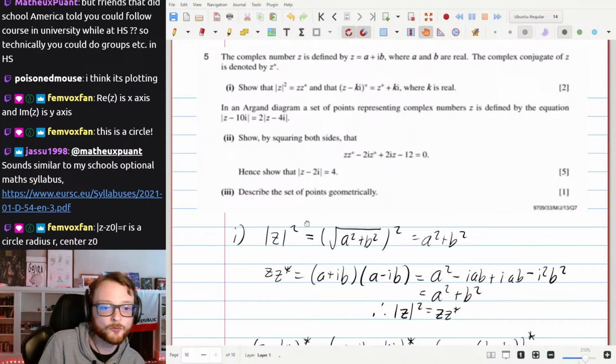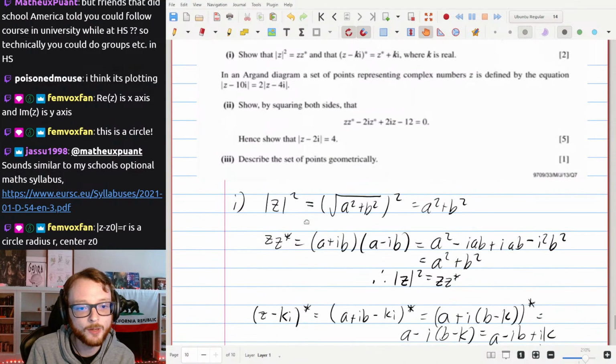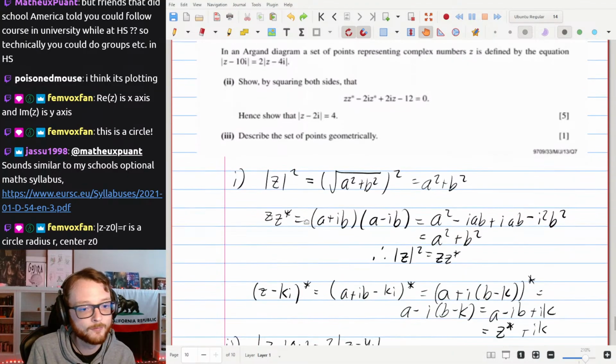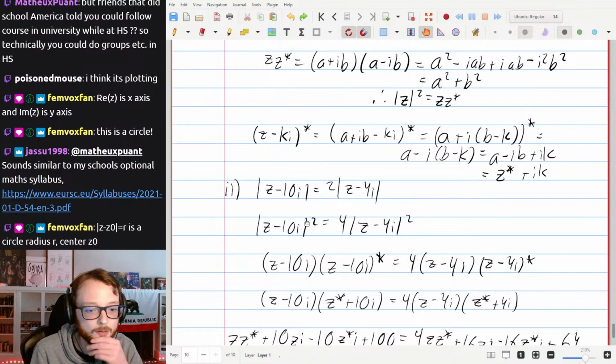I'm concerned that we started by squaring each side, though. That's what I don't get. I definitely agree this is a circle. But is this the same thing as this? Yeah, I agree with that.